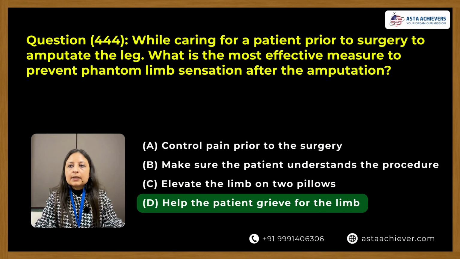Option C, elevate the limb on 2 pillows. And option D, help the patient grieve for the limb. So option D, help the patient to grieve for the limb, is the correct answer.